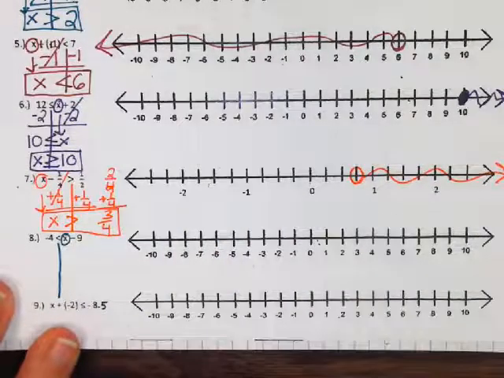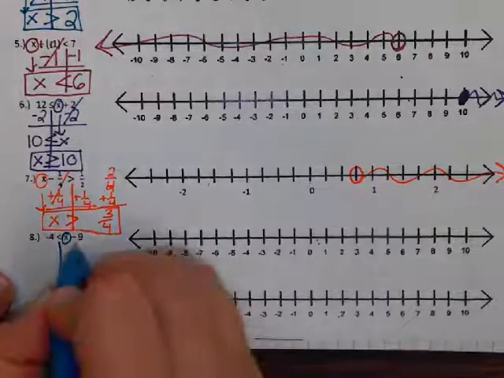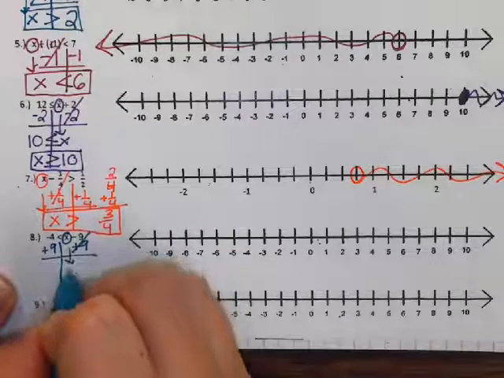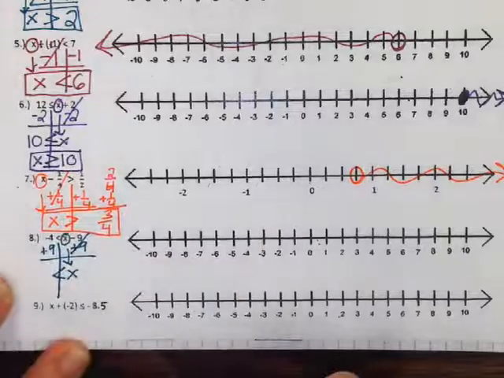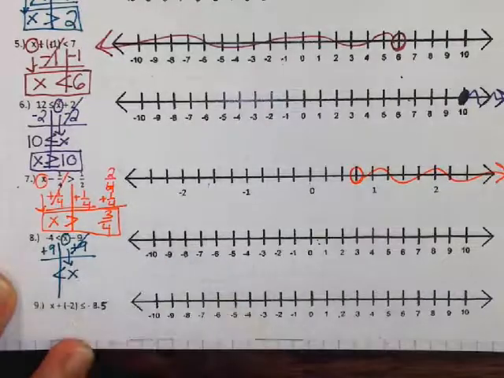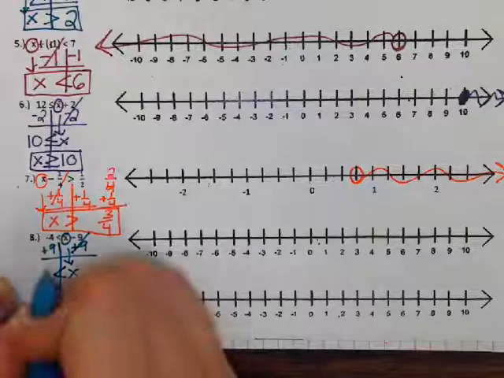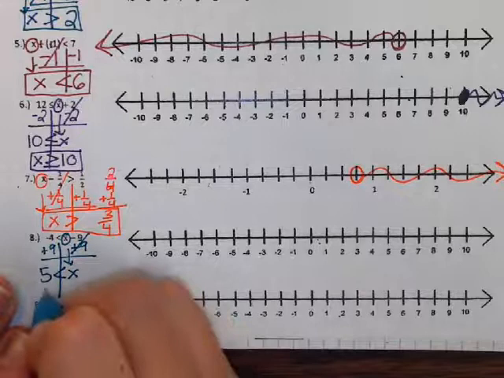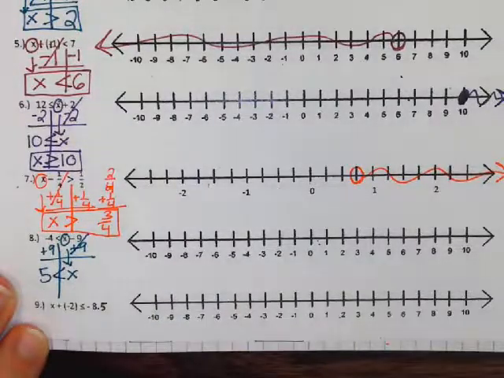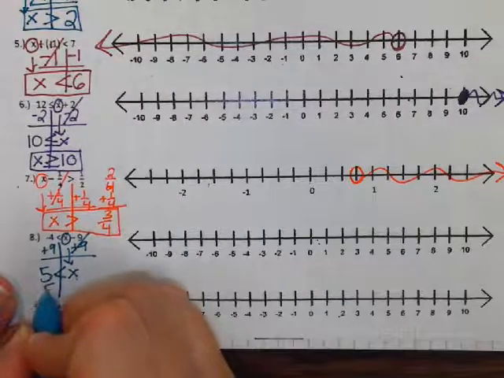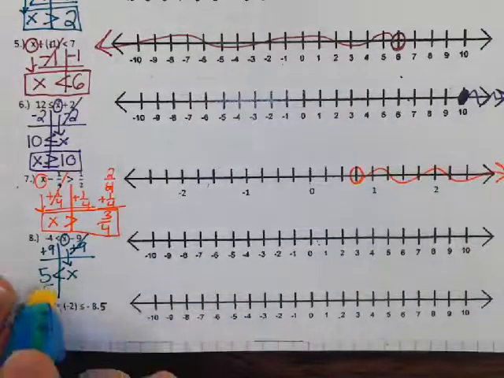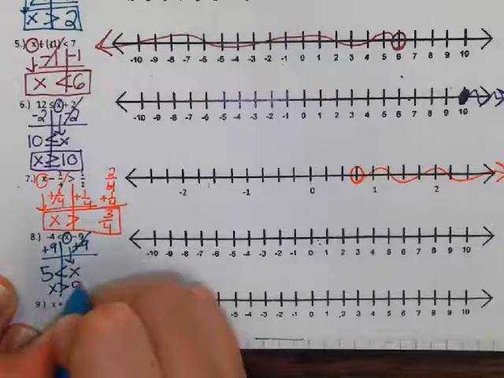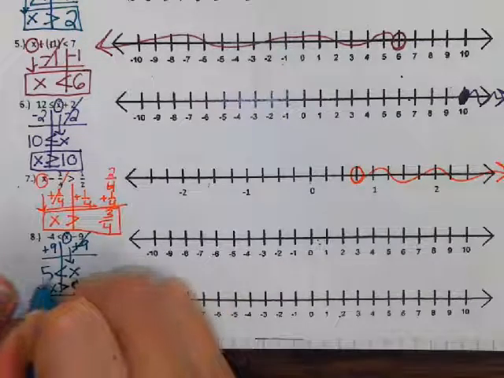Negative 4 is less than x minus 9. To get rid of subtraction, I add 9 to both sides. Bring down my x, bring down my less than. Negative 4 plus 9, they're different signs, so I need to subtract. 9 minus 4 is 5. My 9 is bigger. I have 5 is less than x. That could also be written as x is greater than 5.